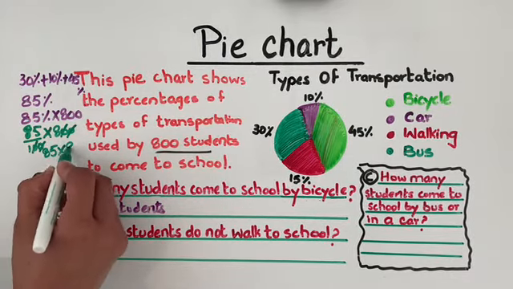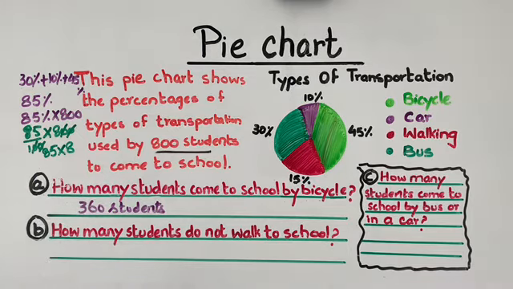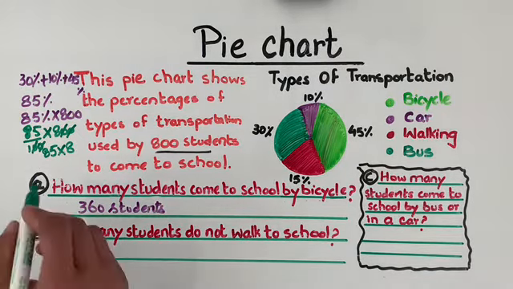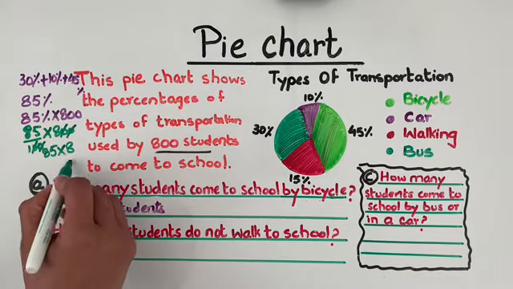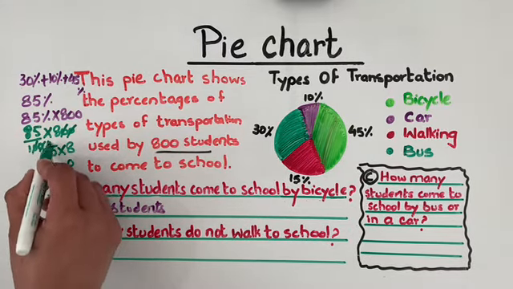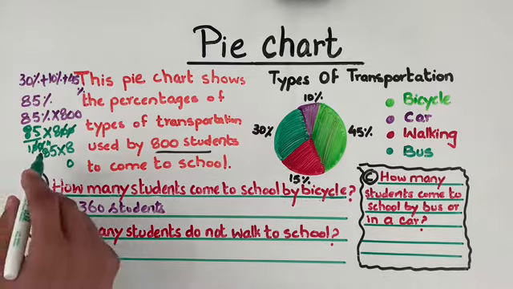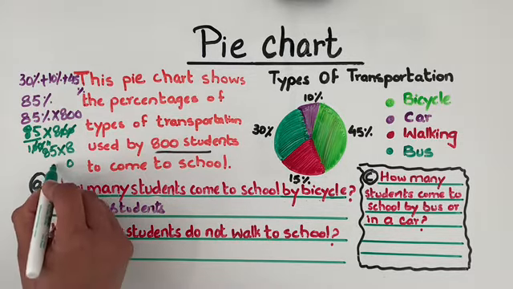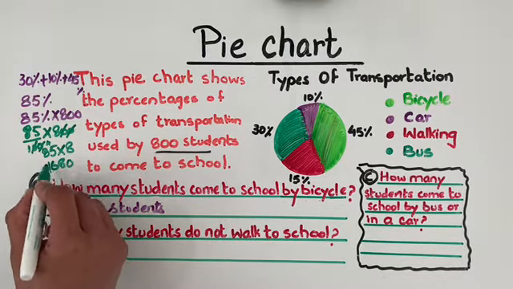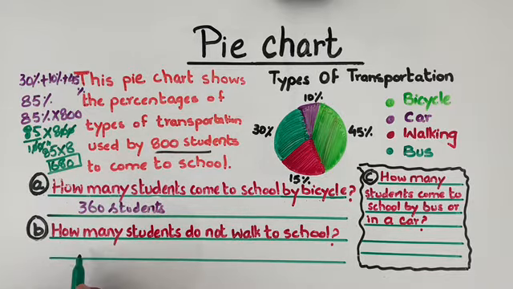85 times 8 is equal to 680. 8 times 5 is 40, 0 and 4 carry. 8 times 8 is 64, plus 4 means 68. So 680 is our answer. So I'm going to write it over here. 680 students do not walk to school.